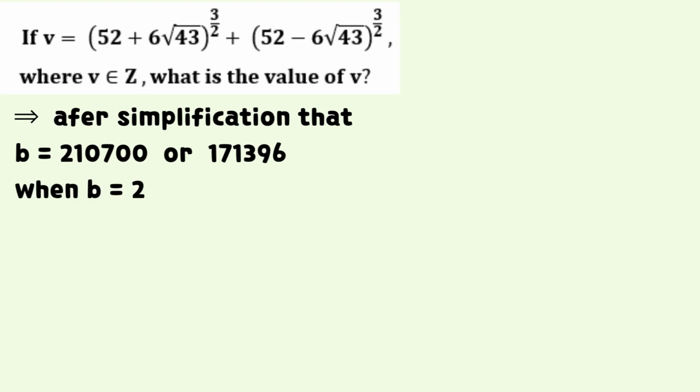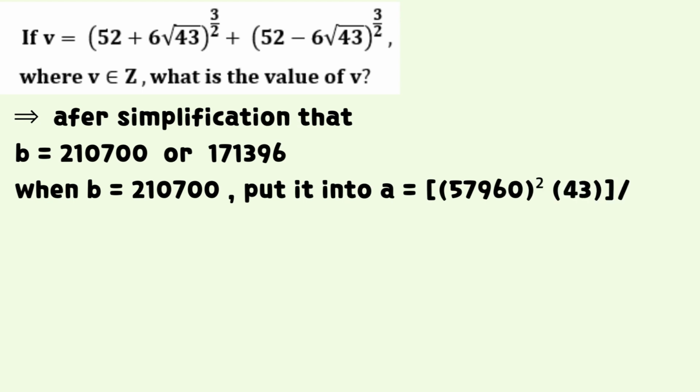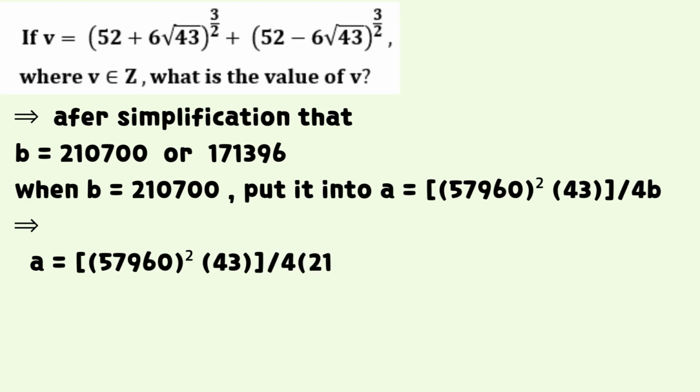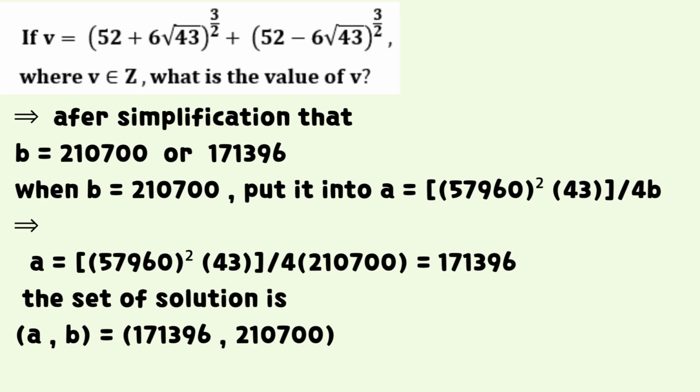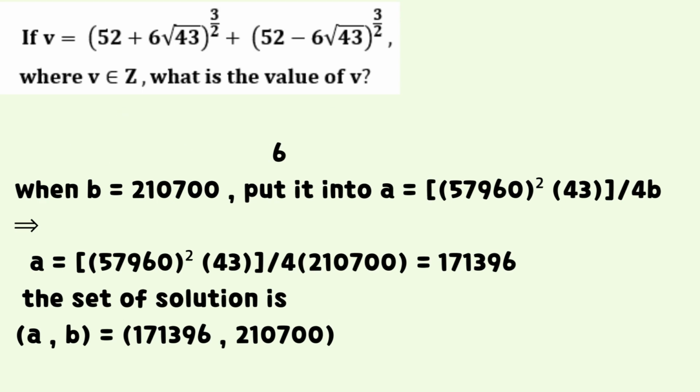It signifies that, after simplification, b equals 210,700 or 171,396. When b equals 210,700, put it into a, simplify, and we have that a equals 171,396. Thus, the set of solution a and b equals 171,396 and 210,700.